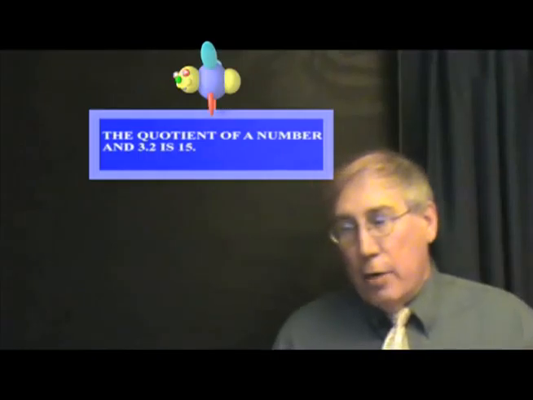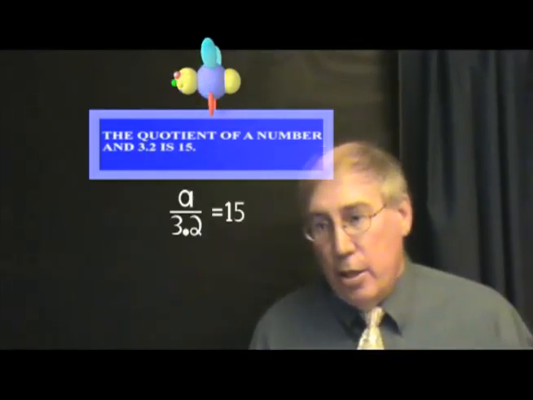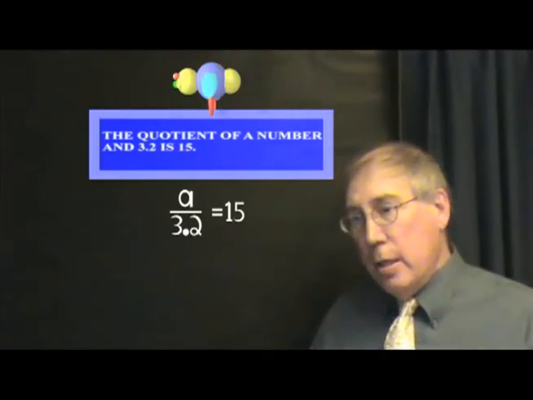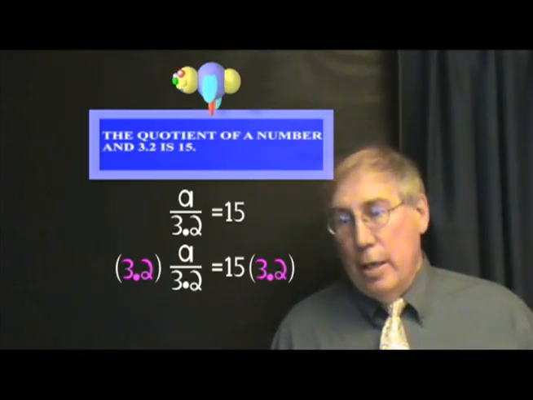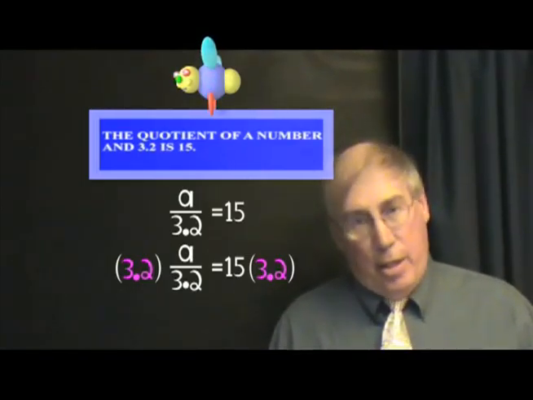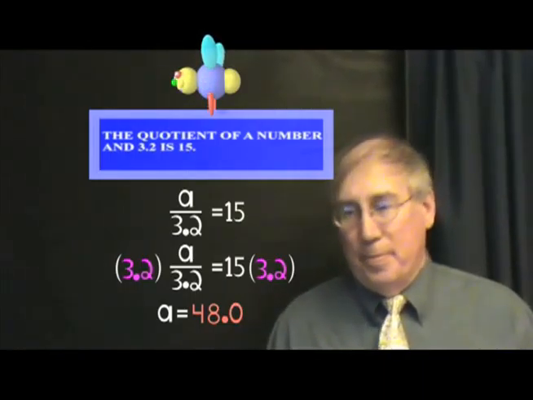The quotient of a number and 3.2 is 15. So we got a over 3.2 equals 15. Now multiply 3.2 times both sides to clear our fractions, and we'll get a equals 48.